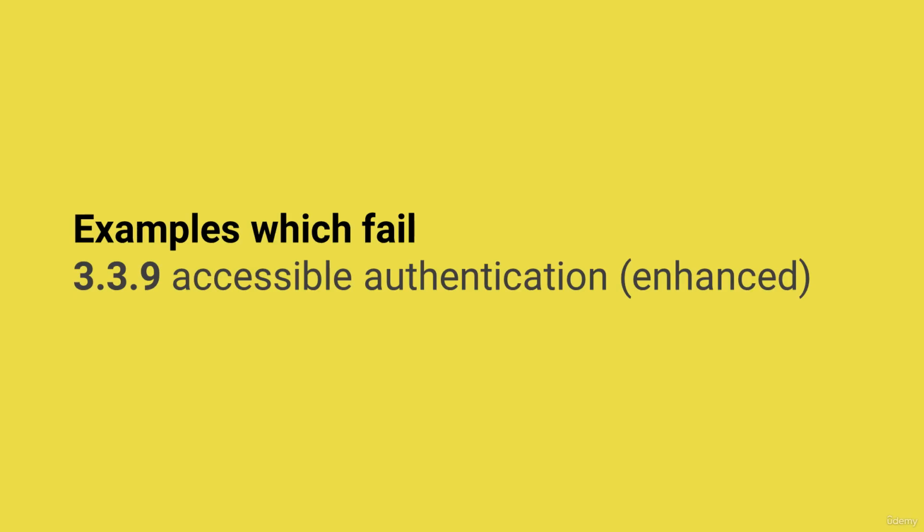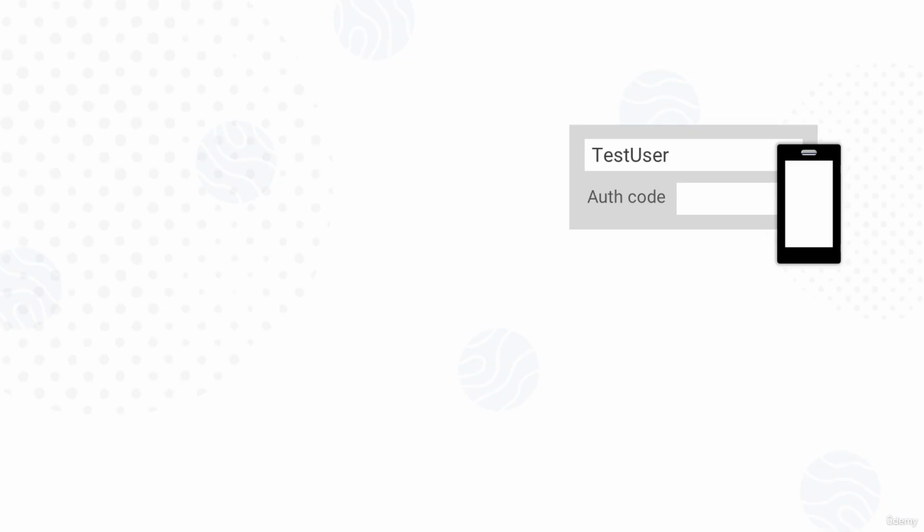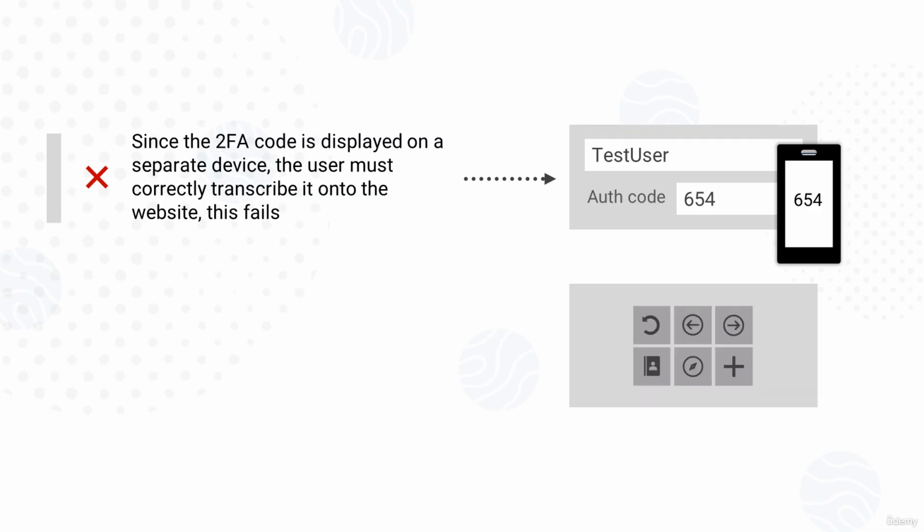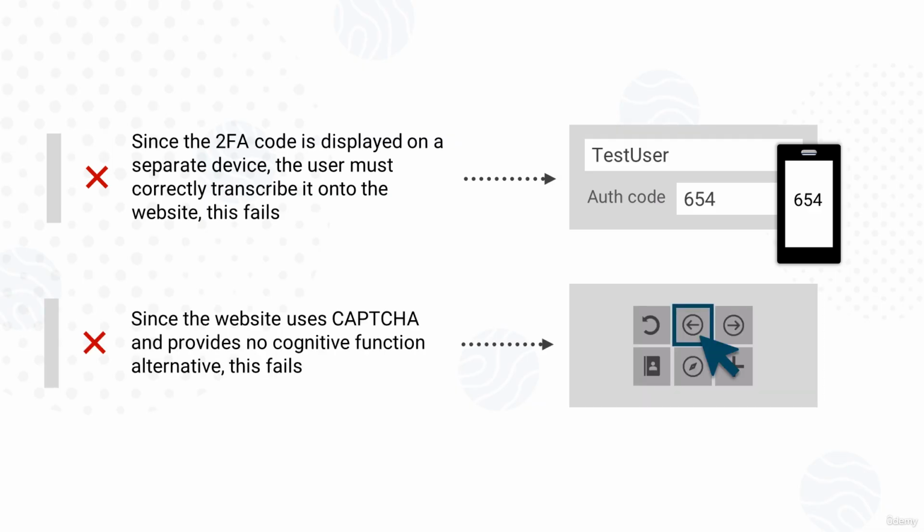What does failing this success criterion look like? A website uses two-factor authentication and sends a code to a user device. Since the code is displayed on a device which is separate to the website, the user must remember the code and correctly transcribe it onto the website. This fails. Since the website uses CAPTCHA and provides no non-cognitive function alternative, this fails.